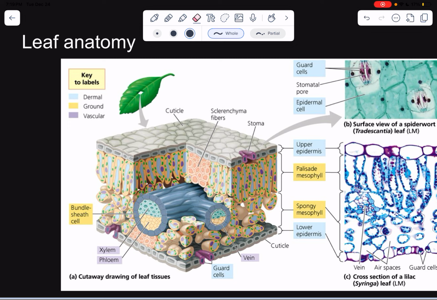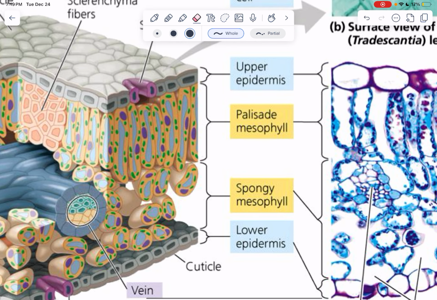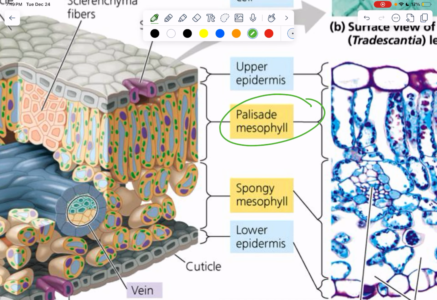The leaf's ground tissue, called the mesophyll, Greek for middle leaf, consists mainly of parenchyma cells specialized for photosynthesis and has two distinct layers, palisade and spongy, right here and here. Palisade consists of one or more layers of elongated parenchyma cells. Spongy is below the palisade.